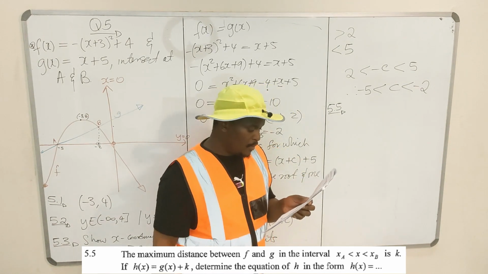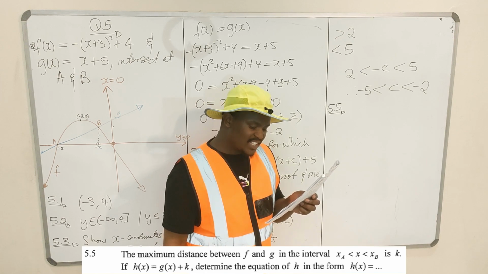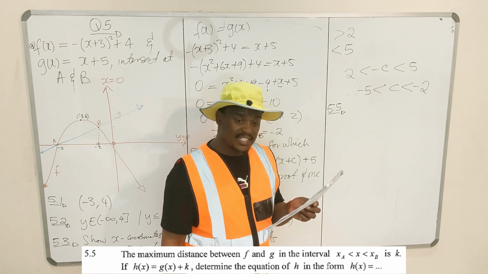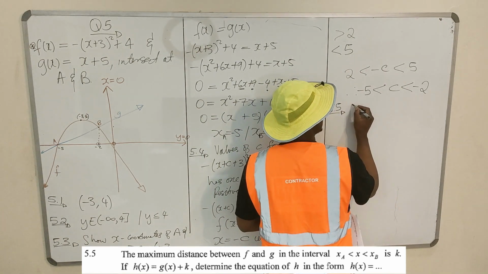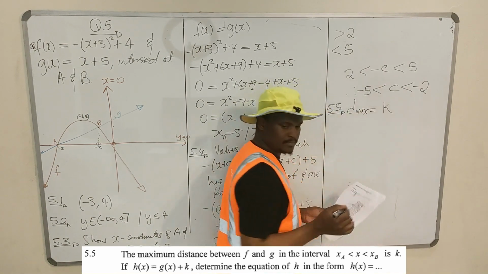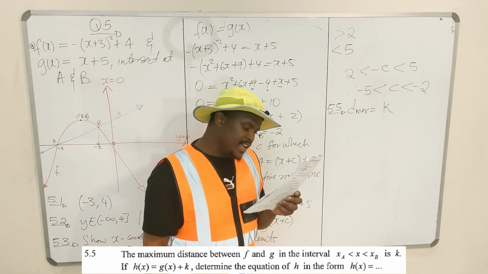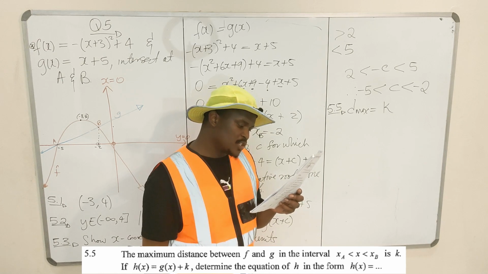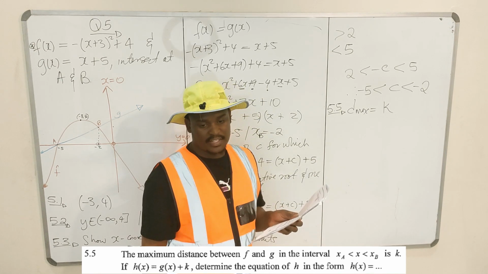Okay. 5.5 reads as follows. The maximum distance between f and g for x between xa and xb is k. Is this the maximum distance? Yes, it is. So it's the d max, the maximum distance, is equal to k. They're saying if h of x is equal to g of x plus k, determine the equation of h in the form h of x.